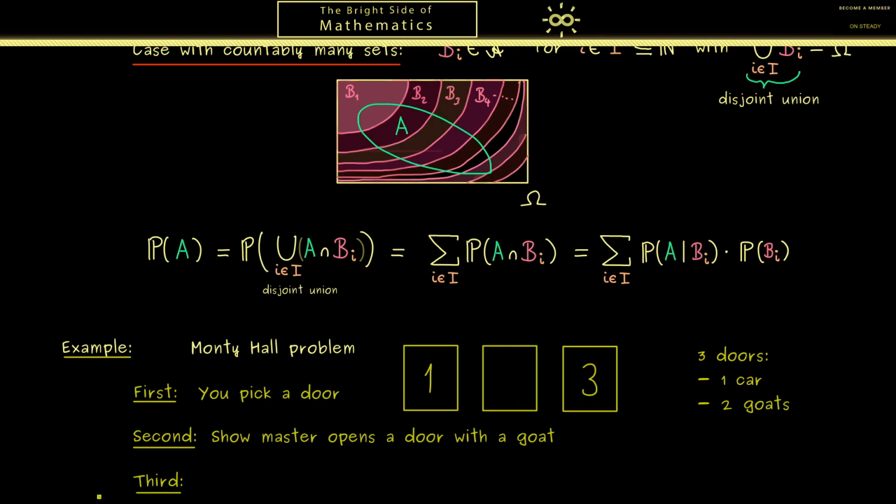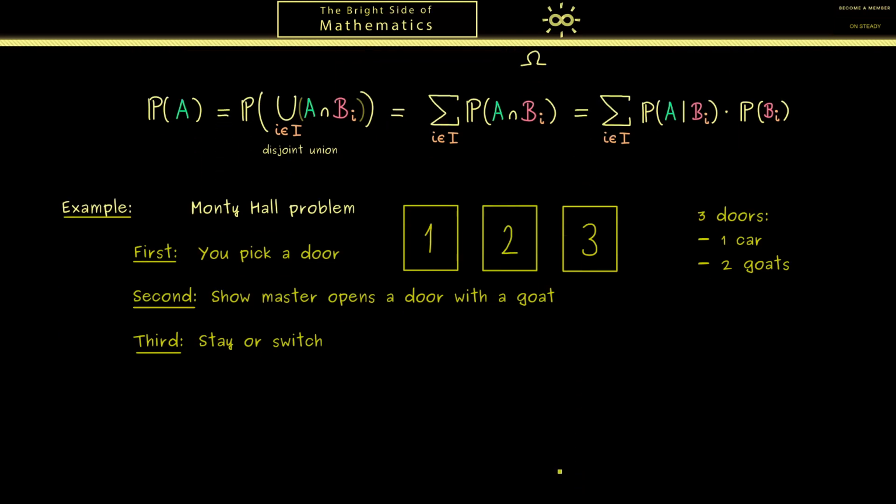And then in the last step, you have to do your final pick. So you can either keep the original door or you can switch. And now I can already tell you, switching has the higher probability for getting the car. Therefore, if you want the goat, you should stay at the original door. However, no matter what you want, we can calculate the probabilities now.